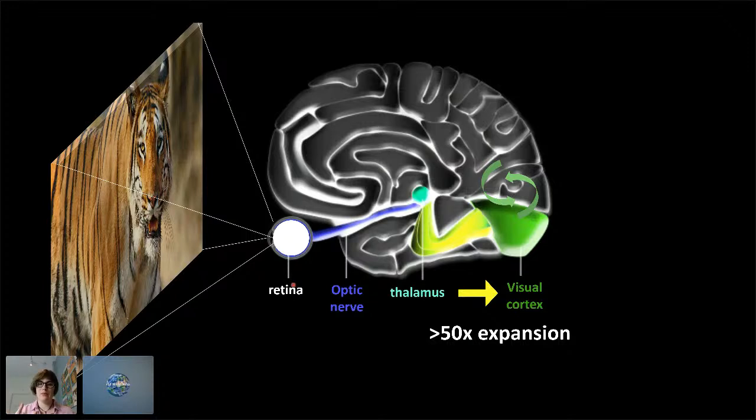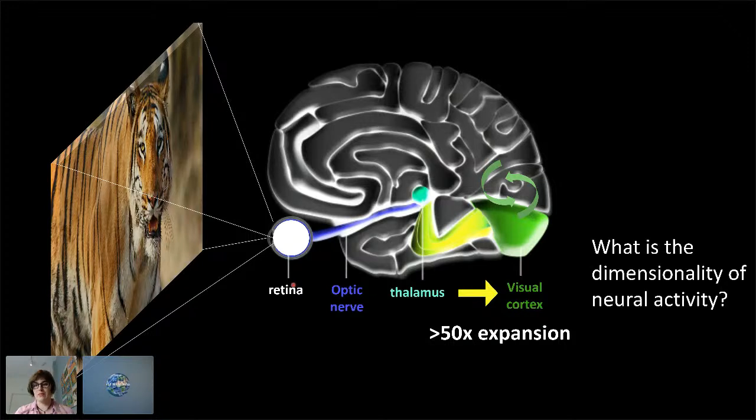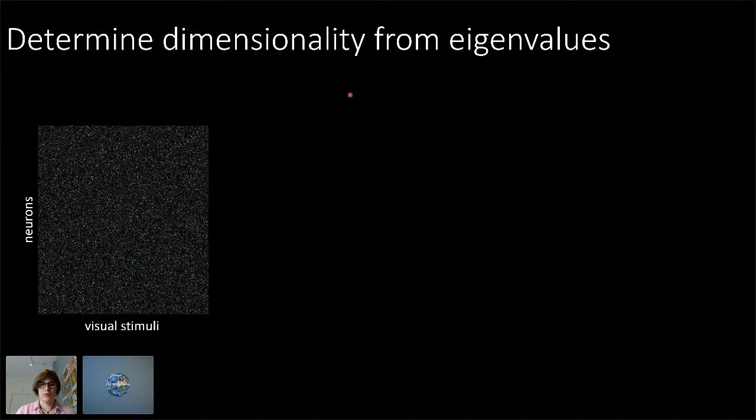So we wanted to distinguish between these two hypotheses, and basically the difference between them is the dimensionality of the neural activity. So in this talk, we're going to try to answer the question, what is the dimensionality of neural activity? And to quantify dimensionality, we use a technique called principal components analysis and figure out what the eigenvalues are of the system. So let's say we have a matrix that's neurons by visual stimuli.